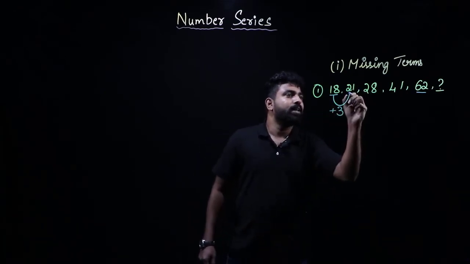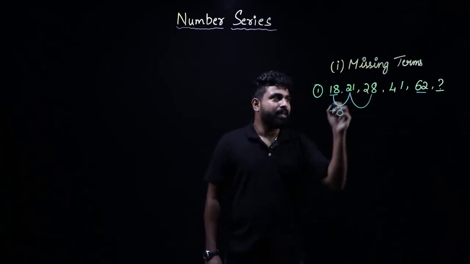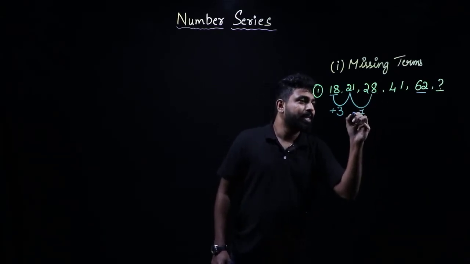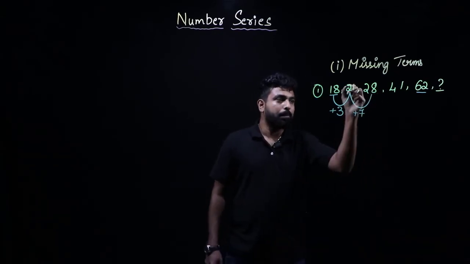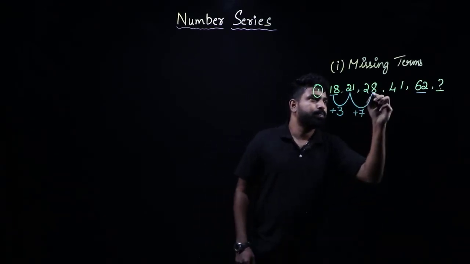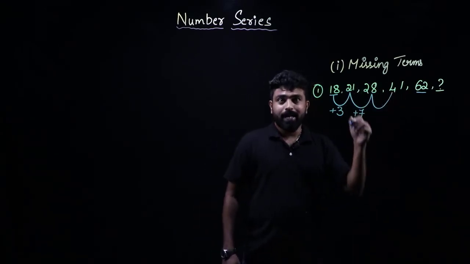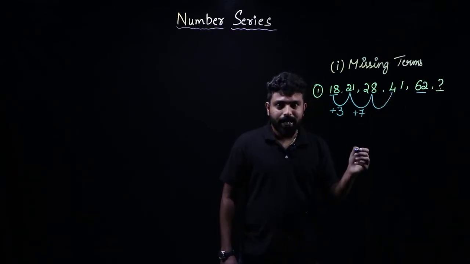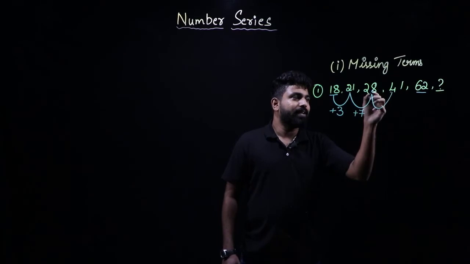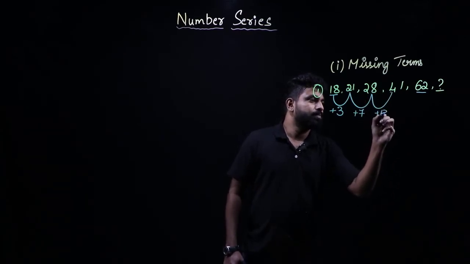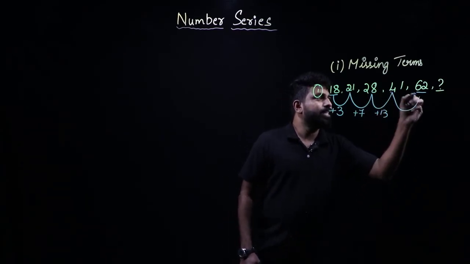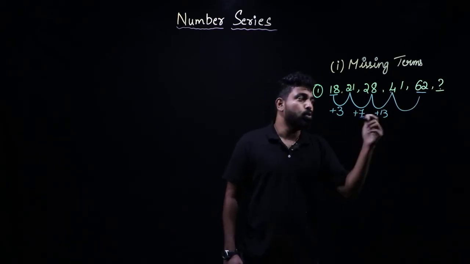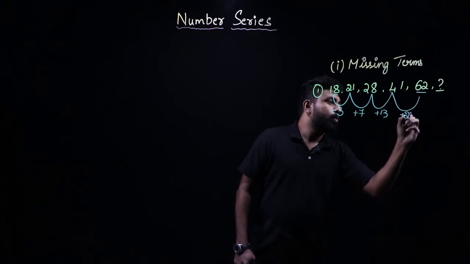So what about 21 and 28? When we take the difference between 21 and 28, we get 7. Again there is an increment, hence plus 7. So 21 plus 7 gives me 28. What would be my next difference here? If I subtract 28 from 41, 41 minus 28 gives me 13. So what about 41 and 62? 41 plus 1 gives me 42, plus 20 gives me 62. So my final difference here is 21.